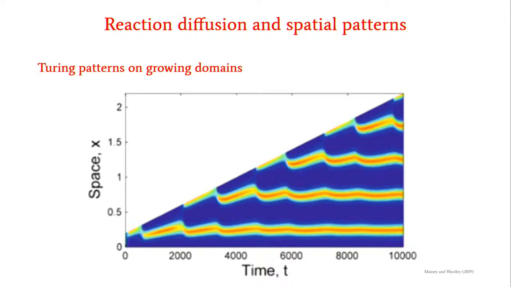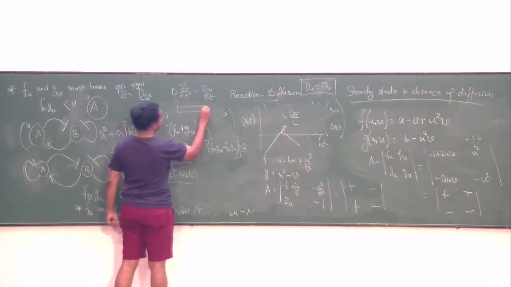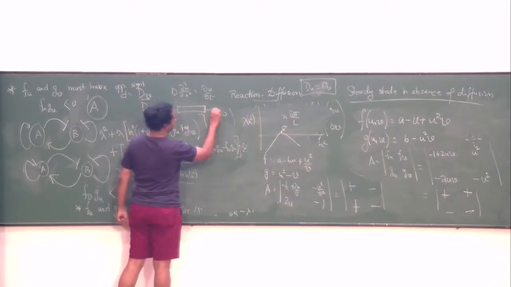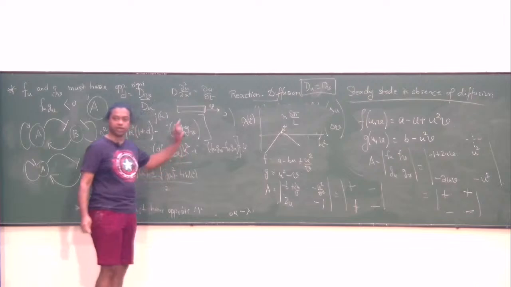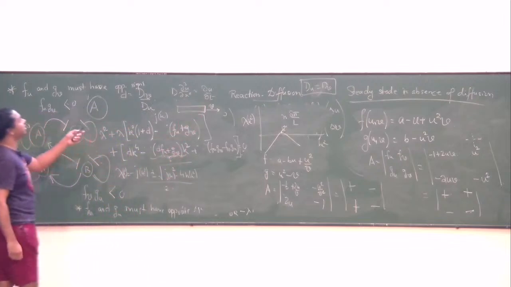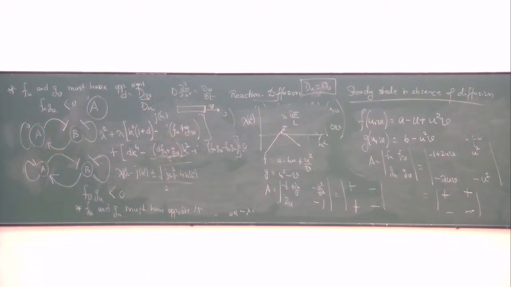So this particular simulation is for apical growth, where you have this domain of length L, and this one tip is growing with a velocity v. So it's growing linearly with time with a velocity v, v being the slope of this line.